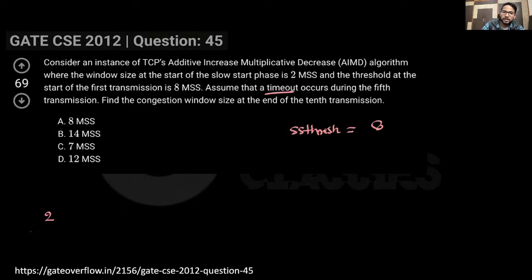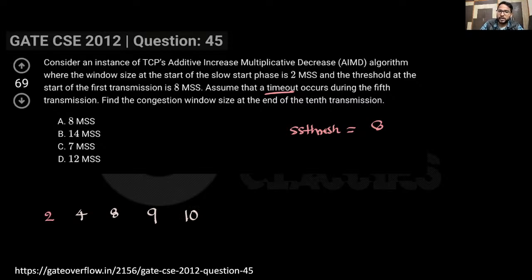Cool. Let's start. So 2, then from 2, since you are in slow start, you will go to 4, 4 to 8. But you have reached the threshold, so now you will go linearly. So this is the first transmission, second transmission, third transmission, fourth transmission, and during the 5th transmission, the timeout has occurred. I mean, there is a congestion, and congestion is because of the timeout. So you are sending 10 packets, and then you got the congestion, right?